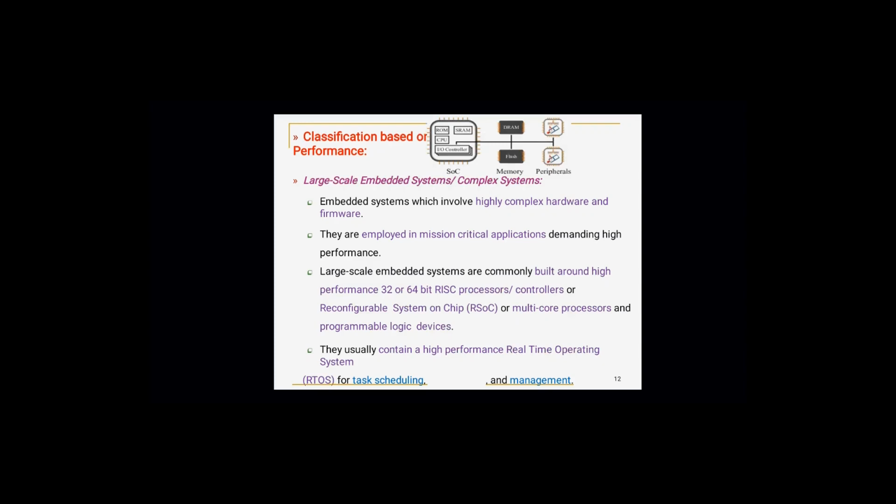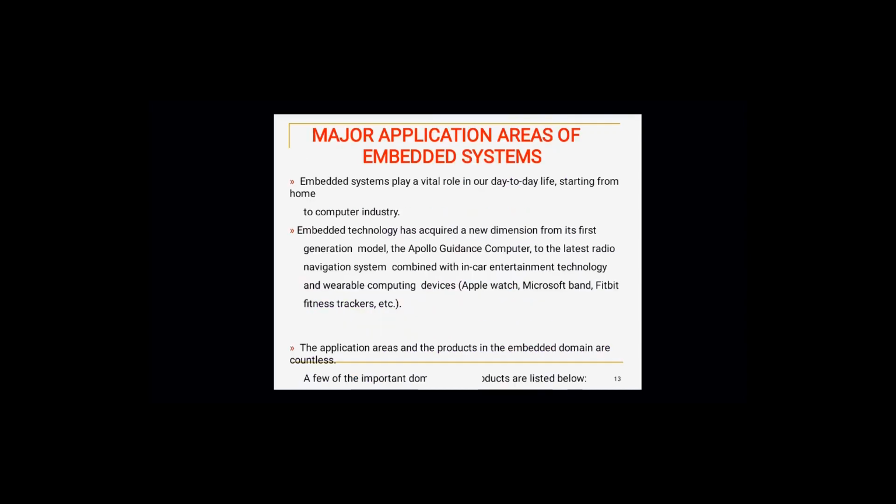Okay, so four categories of classification. Please go through it. Major application areas: please go through the major application areas. There are a lot of applications, including health, very sophisticated military, day-to-day life, health industries, travel, vehicle industries. As I told in my previous slides, it is inevitable. You encounter embedded systems in every part of your life every day.